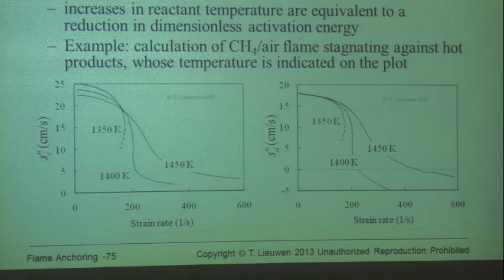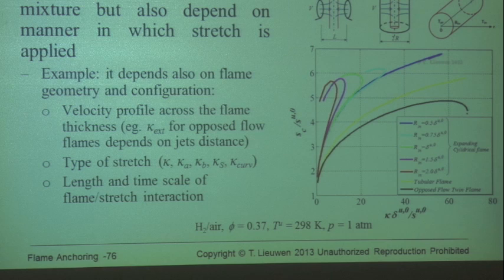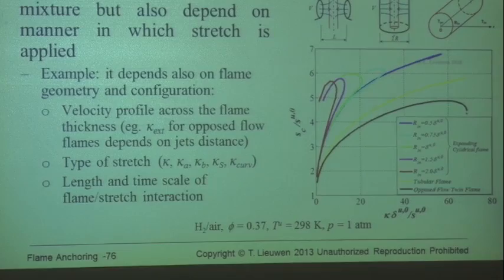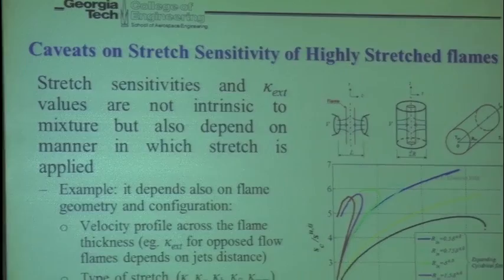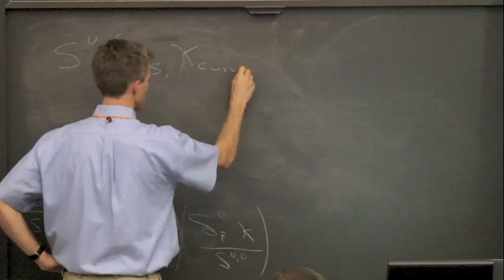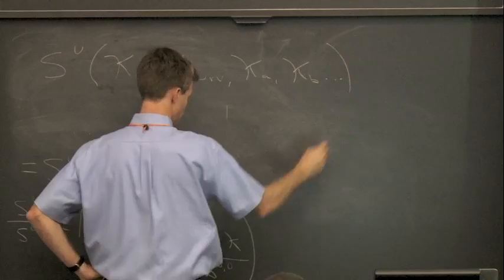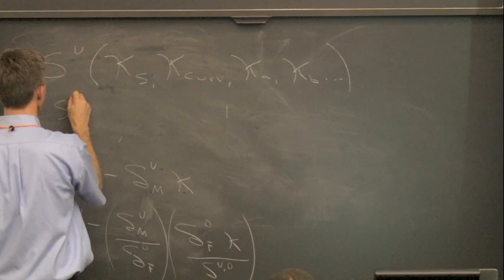So last thing I want to say about stretch is I want to do one more caveat on stretch sensitivities of highly stretched flames. Now, if you remember, I wrote the flame speed before as a function of stretch, and I said, well, you can actually decompose the stretch into different contributions, kappa S, kappa curve, kappa A, kappa B, et cetera. But if you remember, I'd said for weak stretch, flame doesn't care how you stretch it. All it cares is what's the total stretch. And that's how we could expand this equation in a Taylor series.